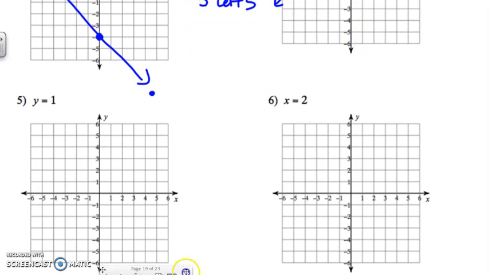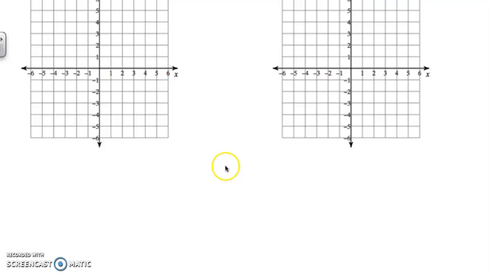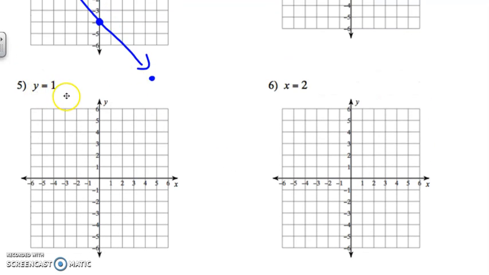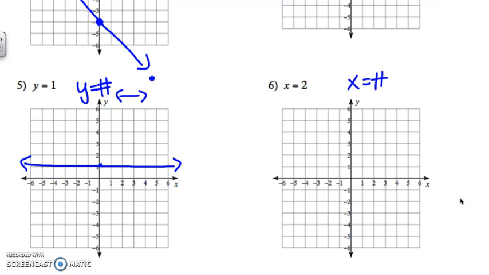Alright, these are special cases. We learned about horizontal and vertical lines in the last video. So when you have y equals a number, you have to go on the y-axis to that number, and then you have to draw a horizontal line. So anytime it is y equals a number, you're going to have a horizontal line. So that means over here, when you have x equals a number, you're going to have a vertical line. So you're going to go to where x is at 2, and then draw your vertical line.